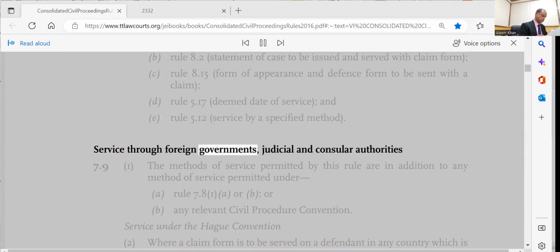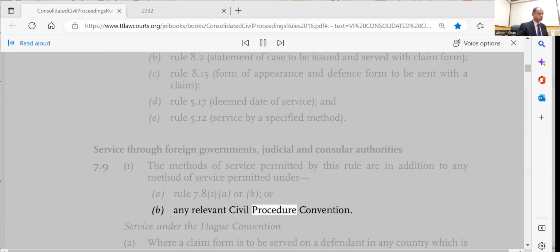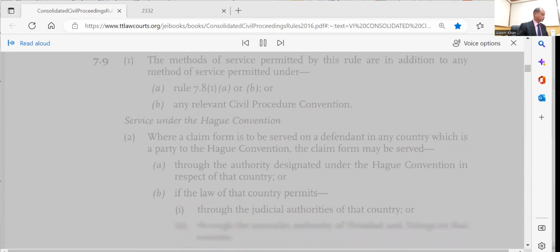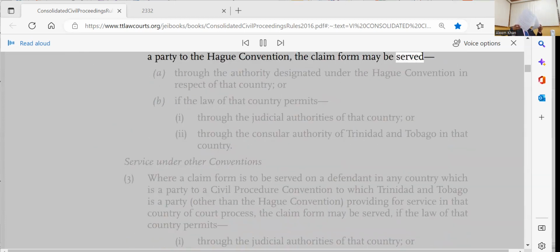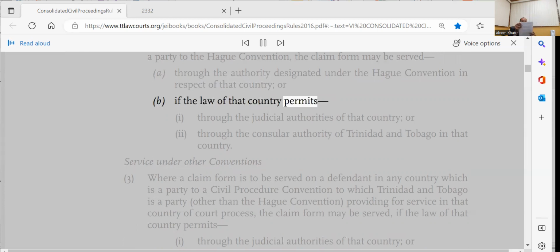Service through foreign governments, judicial and consular authorities. 7.9 1. The methods of service permitted by this rule are in addition to any method of service permitted under A. Rule 7.8, 1a, or B. any relevant civil procedure convention. Service under the Hague Convention. 2. Where a claim form is to be served on a defendant in any country which is a party to the Hague Convention, the claim form may be served a. through the authority designated under the Hague Convention in respect of that country, or b. if the law of that country permits, 1. through the judicial authorities of that country, or 2.